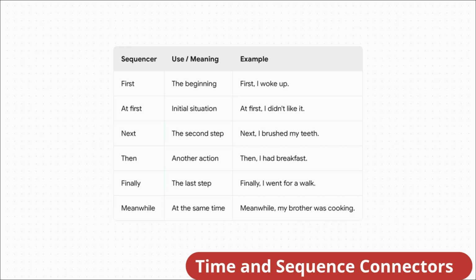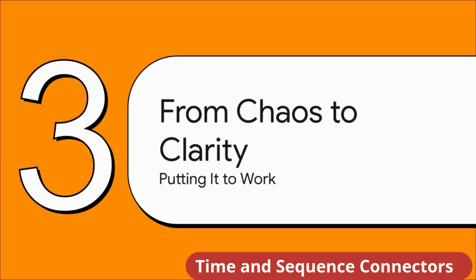And oh, one of my favorites, meanwhile. This one lets you tell two stories at once. It's like you're a movie director. I was typing up the report, meanwhile, my brother was cooking dinner. See? Every single one has its own special job to do. All right, our toolkit is ready to go. So let's rewind and go back to that messy, chaotic story from the beginning and see what a huge difference this makes. It's time to put these words to work and turn that chaos into total clarity.